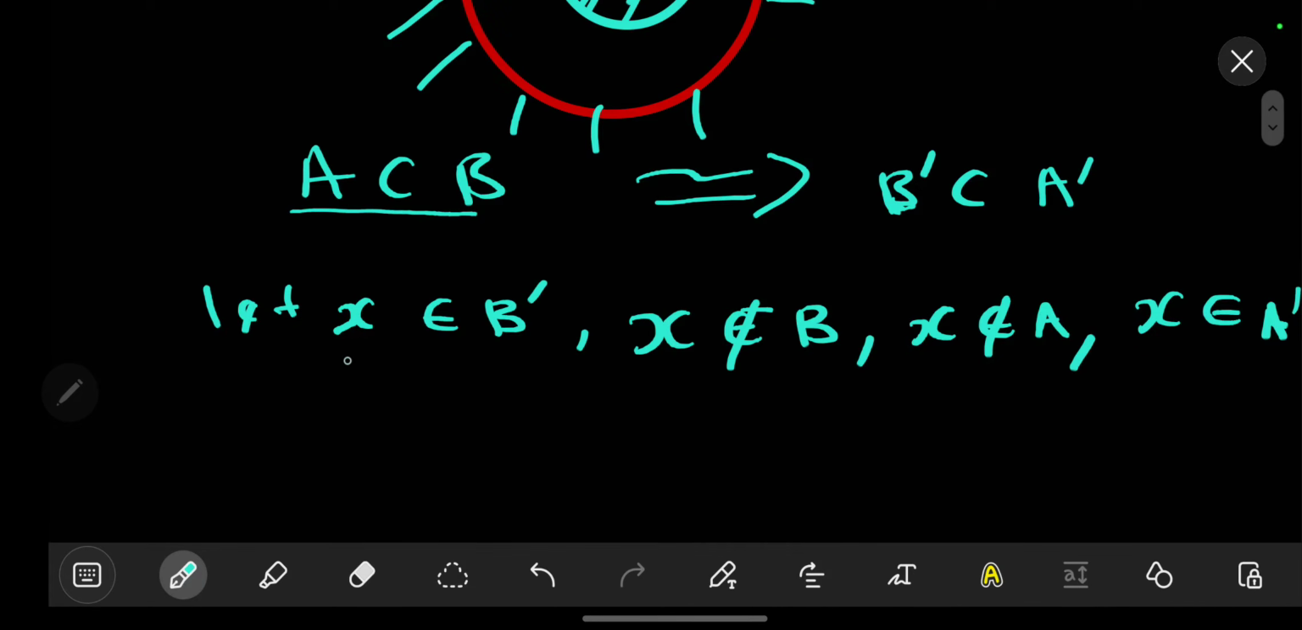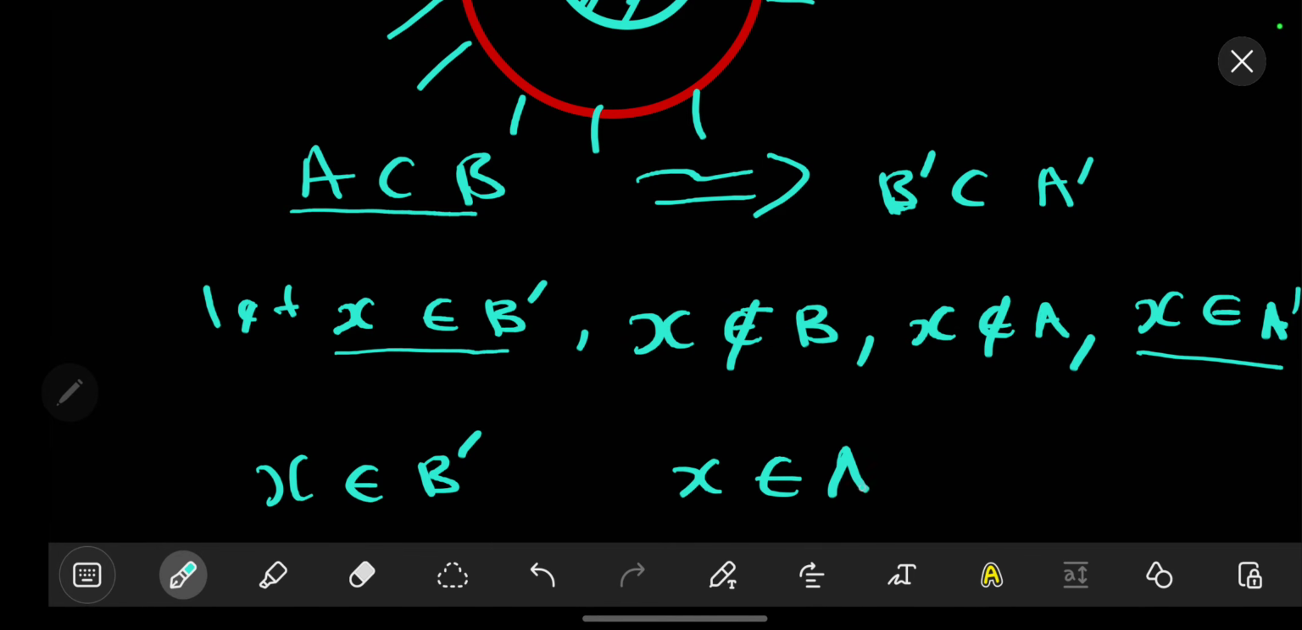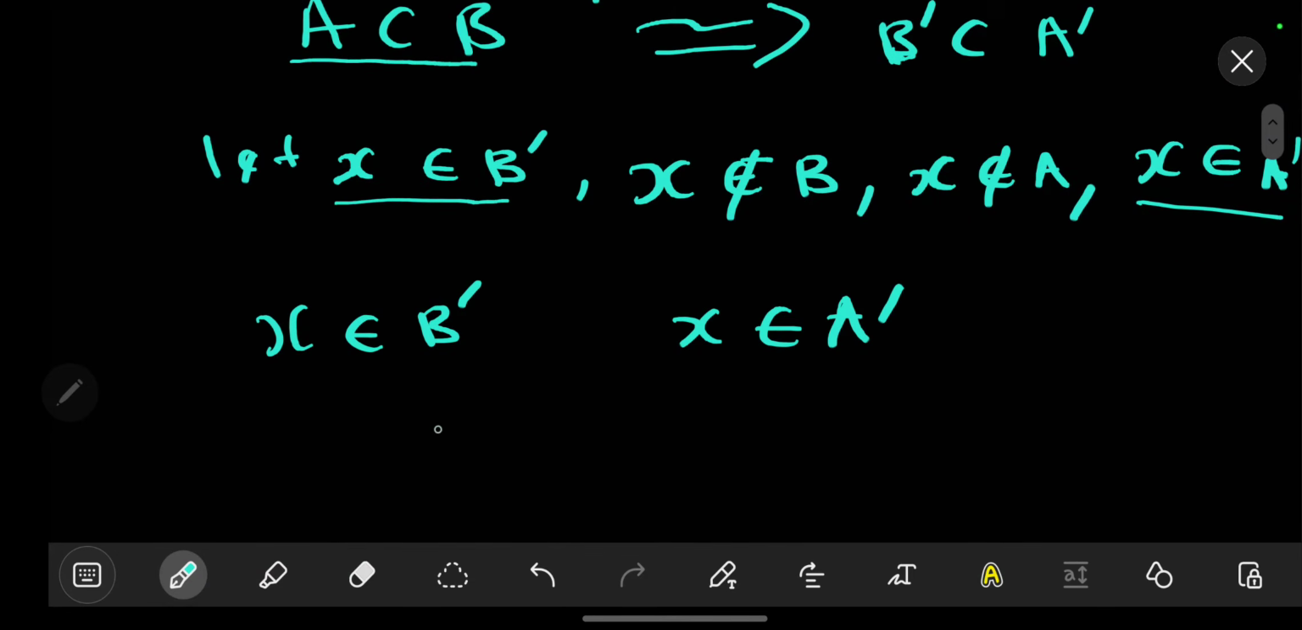So as long as you have this and you have this, we can write them. First we have X is a member of B complement. We also have X is a member of A complement. So we can join this by saying that B complement is a subset of A complement. That's the first part of the proof. Let's try the other side.